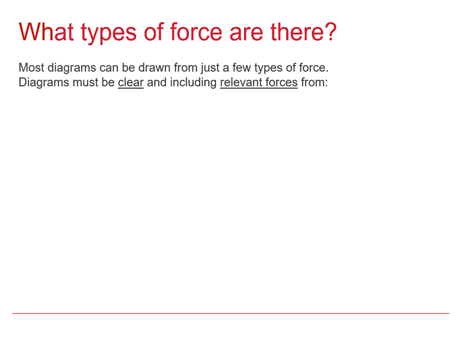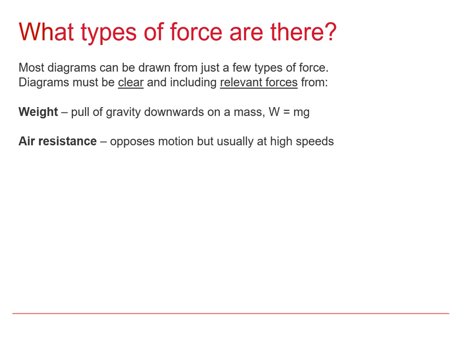So what types of forces are there? Well, most of the diagrams we're going to be doing will be drawn for just a few different types of force. These diagrams must be clear, and the forces that we should be including are things like this: weight, air resistance. That occurs when something's moving, usually at high speed, either through the air or possibly through a different type of fluid.